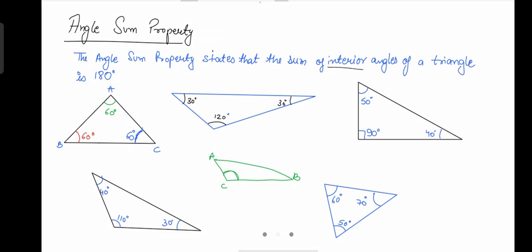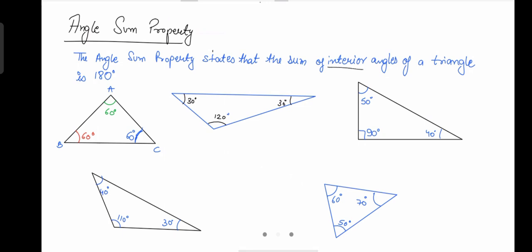So what will be an interior one? The angle which is inside the triangle will be called the interior one. You just have to focus on interior right now. If you do not understand exterior, it's fine, but understanding interior is compulsory. And what is interior? The angle which is inside the triangle.